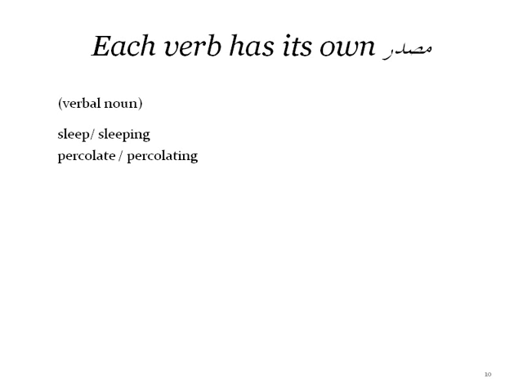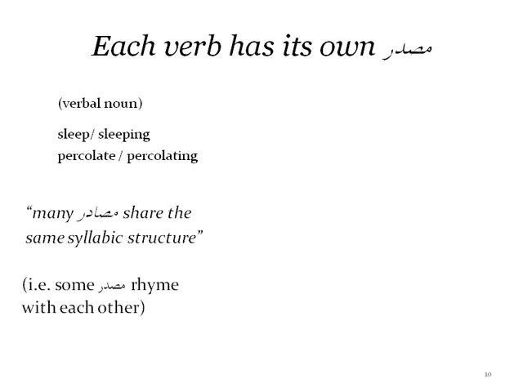Also in the second paragraph, Al-Kitab alludes to what it calls a common syllabic structure. That sounds quite grandiose. A simpler way might simply be to say that some masdars rhyme with each other. They have a common voweling pattern.